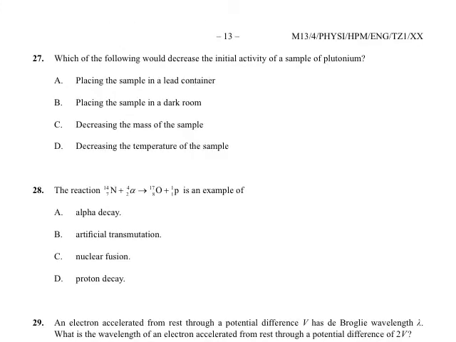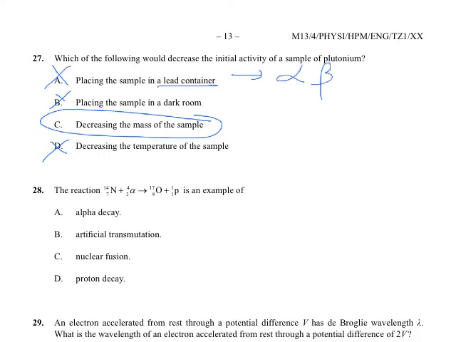Okay, which of the following would decrease the initial activity of a sample of plutonium? The only thing that would affect the initial activity of a sample of plutonium would be decreasing the mass of the sample. If you remember, natural decay is only affected by the amount. No external event like temperature will affect it. A dark room would have no difference whatsoever. And placing the sample in a lead container, the only effect that would have is absorption of alpha, beta, and maybe some gamma. But the actual activity will stay the same.